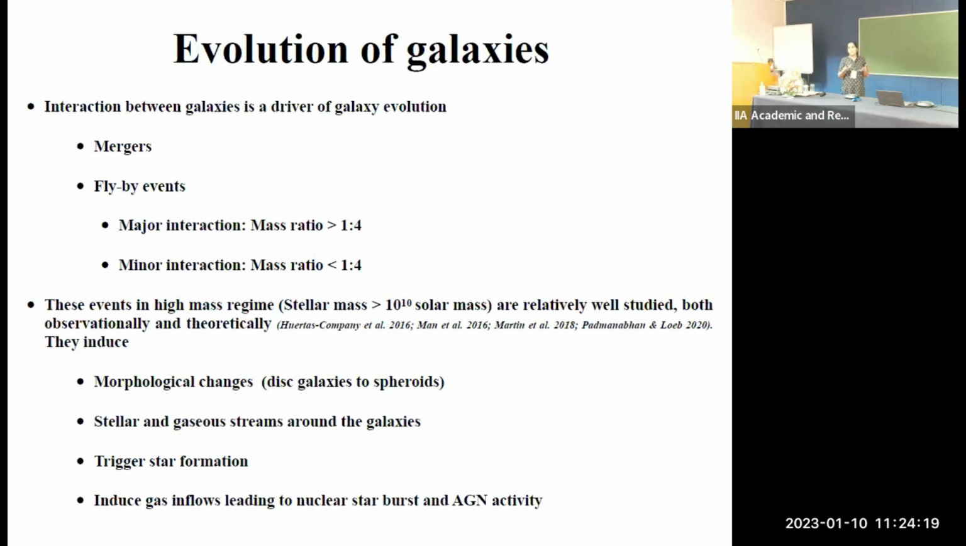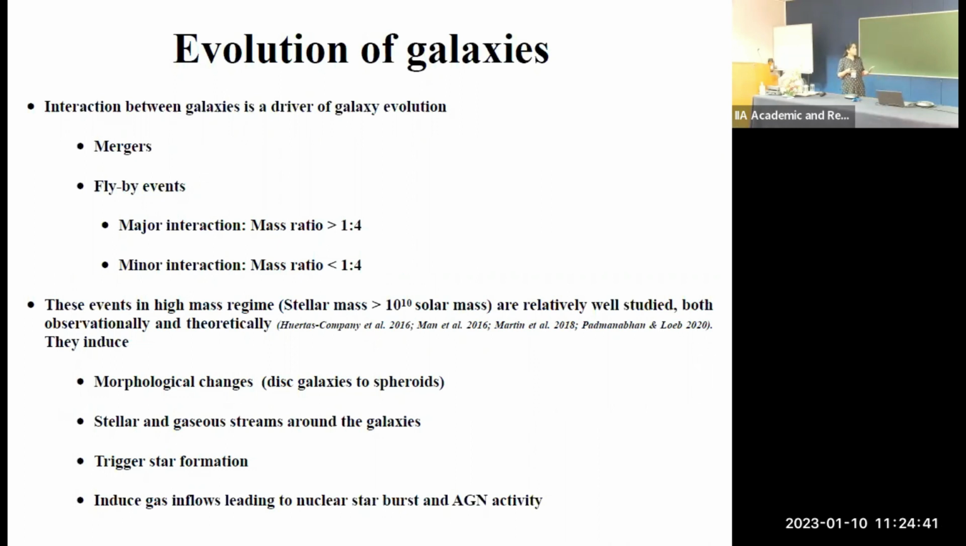And these kinds of interactions can be divided into mergers or flyby events. Mergers are when two galaxies collide, and in the case of a flyby event, they just pass by. And they can again be divided into classes like major events or minor events based on the mass ratio of the interacting systems. If it is greater than 1:4, it is considered a major event, and if it is less than 1:4, it is considered to be a minor interaction.